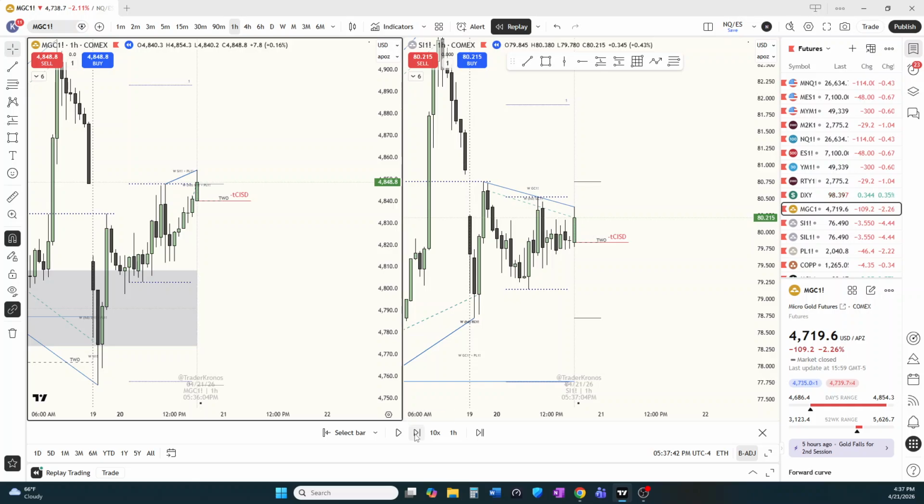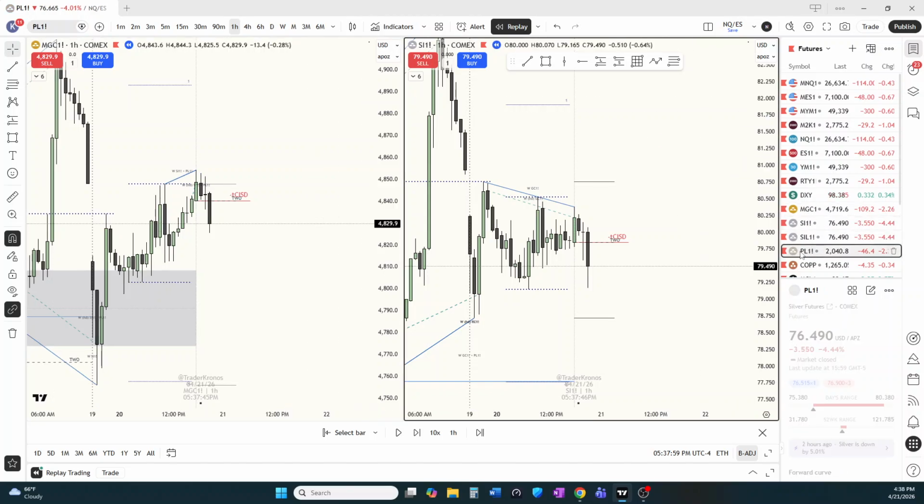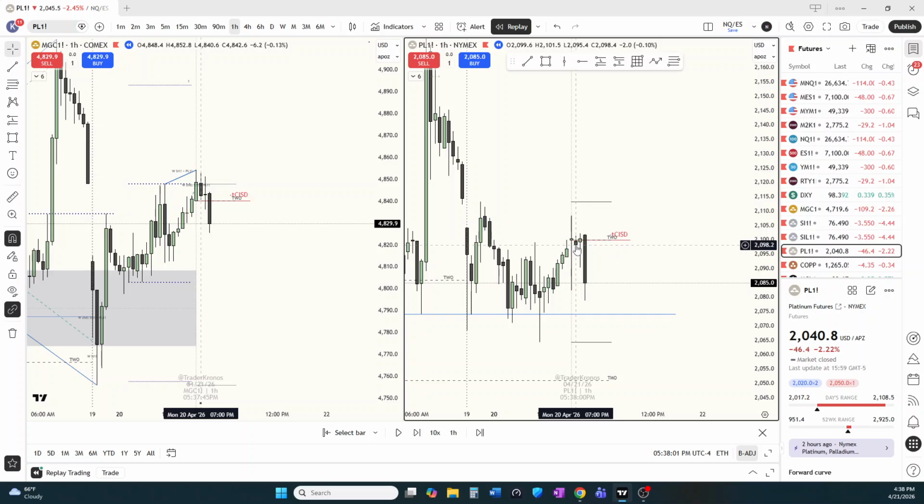So looking at price going forward here, we'll notice that eventually, yes, price does close below the 9 p.m. candle, confirming now this true change in the state of delivery. So now this is a confirmed cycle on silver, gold, as well as if we look back at platinum, it confirmed earlier in the evening at 7.